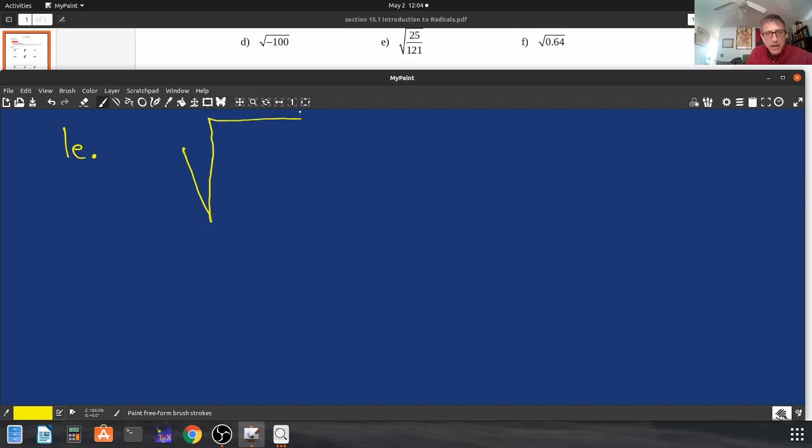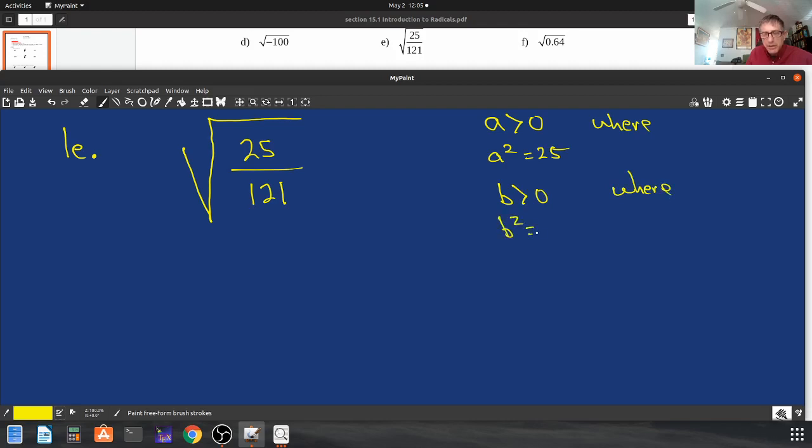So now let's find the square root of 25 over 121. We can break this down into two parts. I want to find some number a greater than 0 where a squared is equal to 25. And then I want to find some number b greater than 0 where b squared is equal to 121. Well, for the first, a is equal to 5 works because 5 times 5 is 25. And for b, if I let b be equal to 11, then 11 squared is 121.